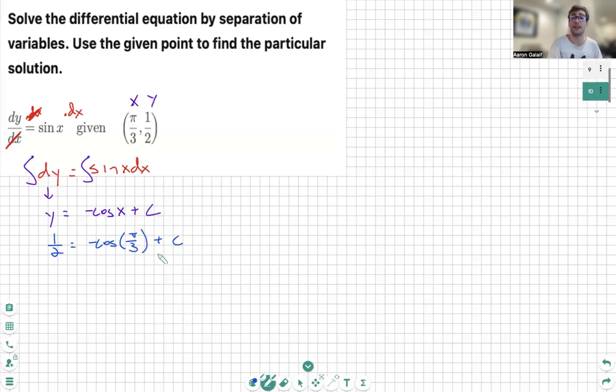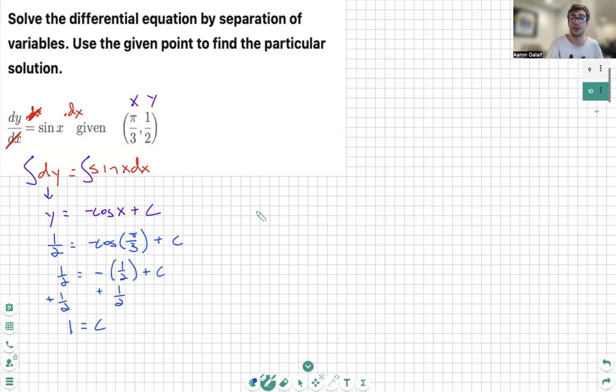Well, the cosine of pi over 3, or 60 degrees, is just 1/2. We have a negative in front, so we have to keep that into consideration. And all we need to do is now simple algebra and add the 1/2 to the other side. We see 1/2 plus 1 is equal to c. That's all we have to do, and we're done.